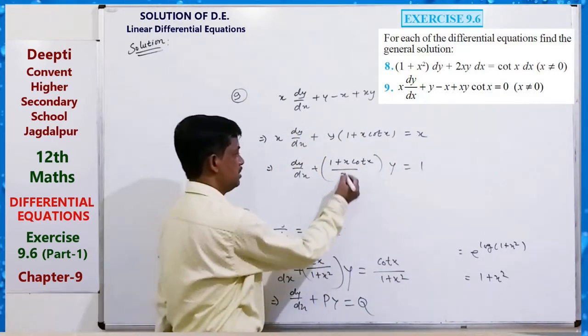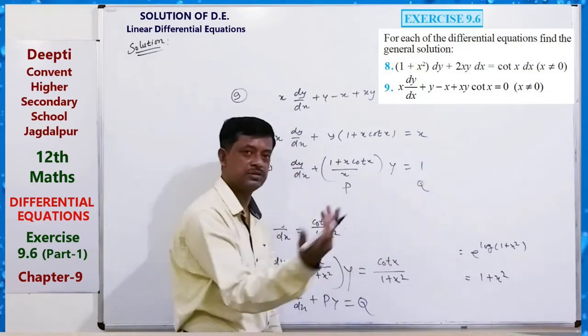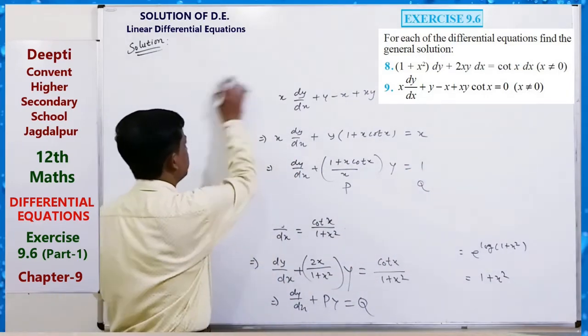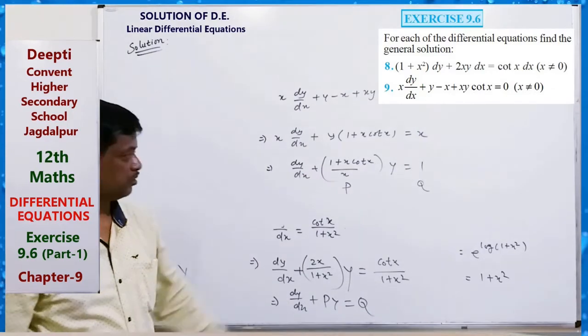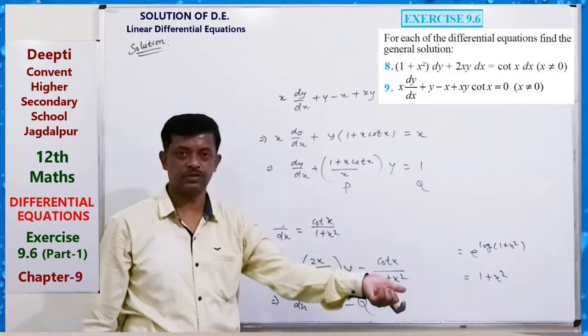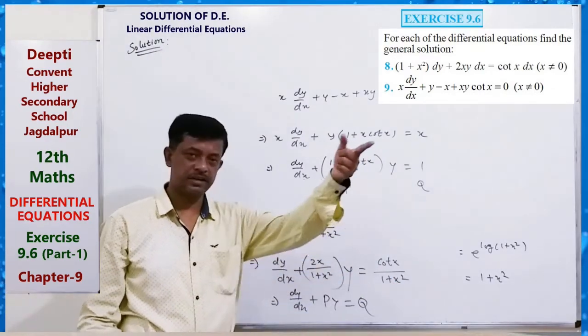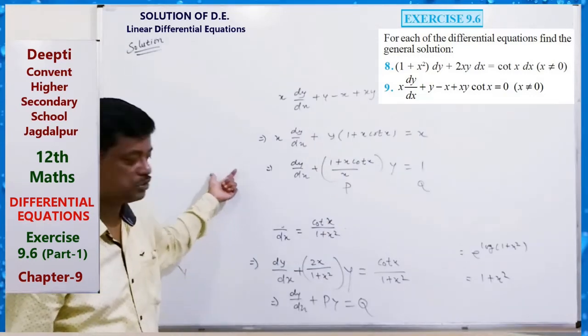So here this is P and this is Q. So you can solve it. Clear? Integrate 1 by x plus cot x, giving log x plus log sin x, so you can get the integrating factor and you can write the solution.